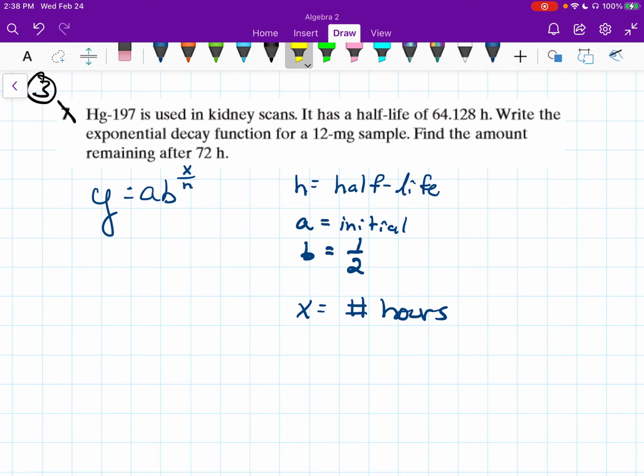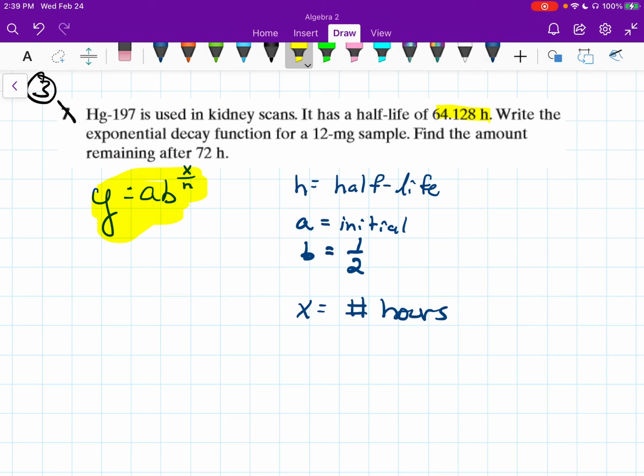This is the general formula that we will use here, where h is the half-life listed here in hours. A is the initial amount, just like we've always had. b is 1/2 because we're talking about half-life. So how fast does the half-life happen? It makes sense that b would be 1/2. And the x is going to be the number of hours that we actually run the experiment for, how long we set it.